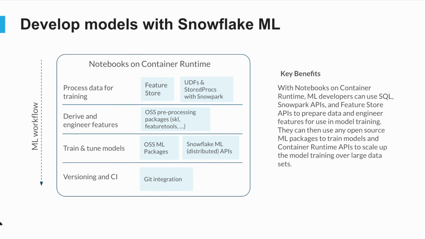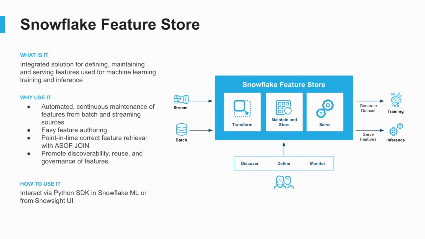Feature Store is our native product that enables data scientists and ML engineers to author and define features, use Snowflake to maintain and update those features with new source data, and serve the features for use in training or inference pipelines. There are four main benefits of using the Feature Store in your ML workloads.